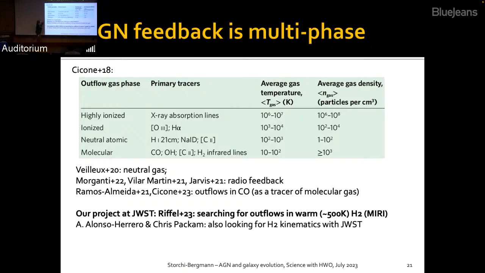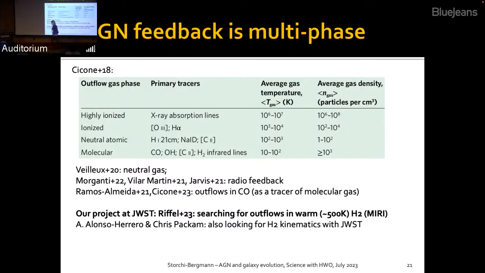So one explanation is that the AGN feedback is multi-phase. So we need to look not only at the ionized gas, but also at the molecular gas and so forth. And this has been done in several studies. And we have a project at JWST also. The data is taken, it's being reduced, to look at a few nearby AGN. We are searching for outflows in the warm molecular gas.